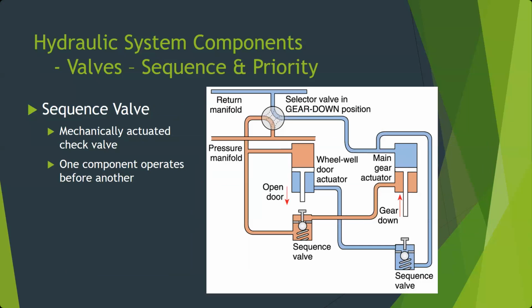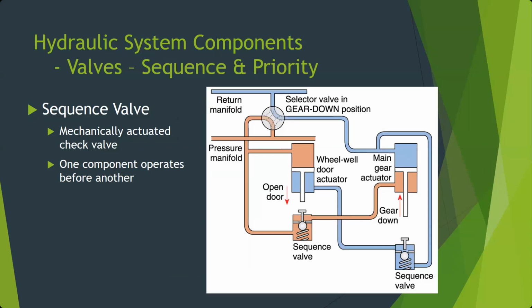So another type of valve that we have is called a sequencing valve. And this kind of goes to looking at it from a gear. Gear tends to be some of the simpler hydraulic systems to explain, and so that's where you'll see a lot of these explanations revolving around gear. But sequencing valves are mechanically actuated, you can say mechanically actuated check valves. So where one component operates for the other.